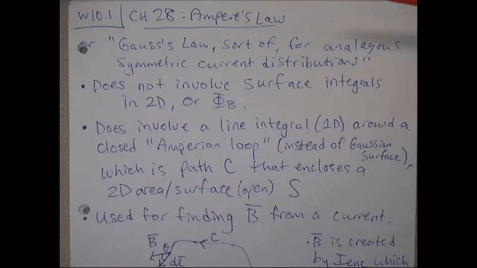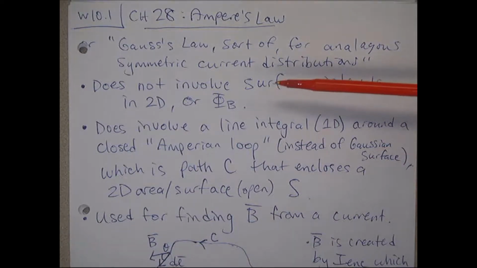Of course, Gauss's law for magnetism doesn't help you solve for the magnetic field anywhere in a problem. Ampere's law is going to do that for you in the way that Gauss's law did for electric fields. So I would call Ampere's law Gauss's law, sort of, for analogous symmetric current distributions. It does not involve surface integrals over two-dimensional surfaces or magnetic flux. So this is why it is not Gauss's law.